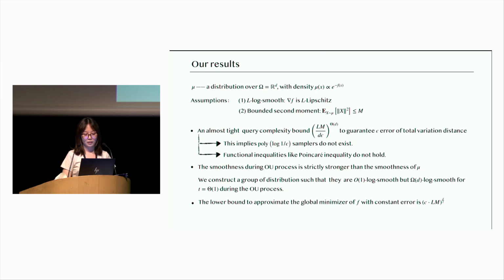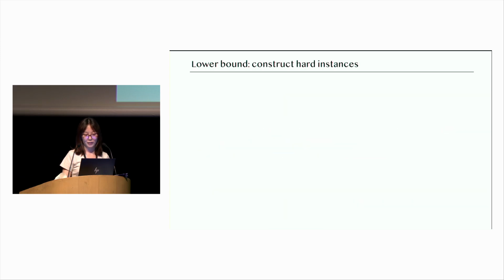And we also study the non-convex optimization problem. We prove a lower bound to approximate the global minimizer of F. And it turns out that non-convex optimization is harder than non-log concave sampling. And now I will introduce the techniques to prove the lower bound.